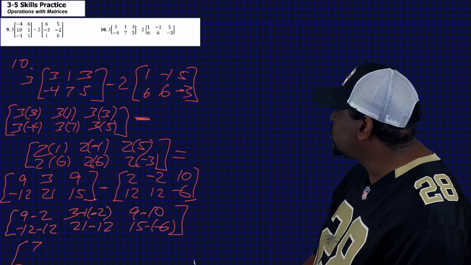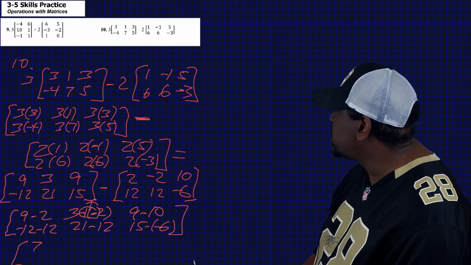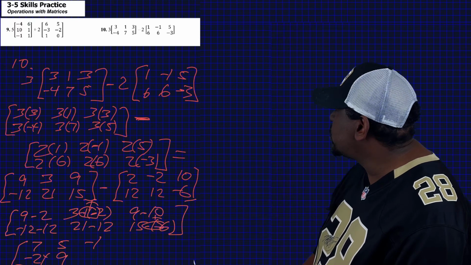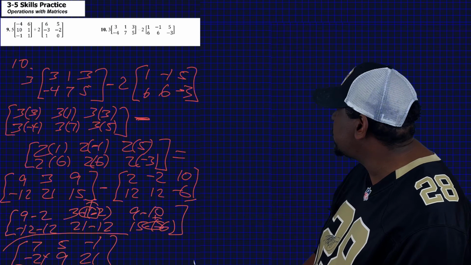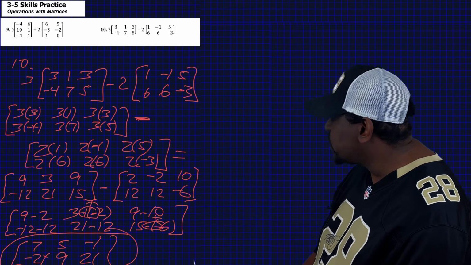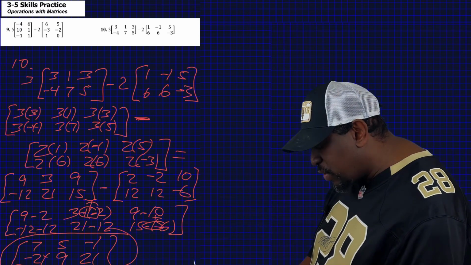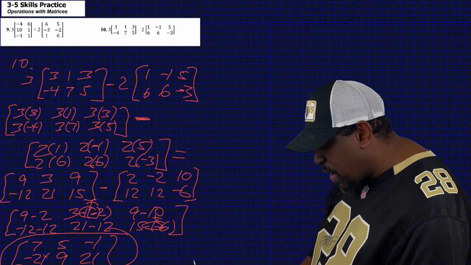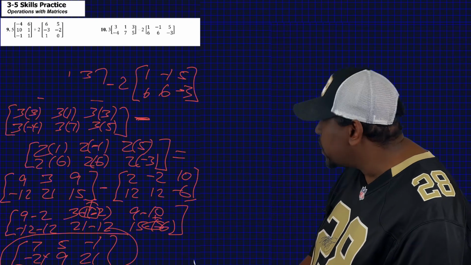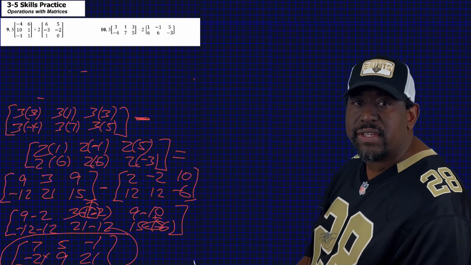9 minus 2 will be 7. 3 minus negative 2, that's 3 plus 2, which is 5. 9 minus 10 is negative 1. Negative 12 minus 12 is negative 24. 21 minus 12 is 9. And again, you will change the negative of the negative to plus, and that will give us 21. So our final answer is the first row, 7, 5, negative 1. Bottom row, negative 24, 9, and 21.